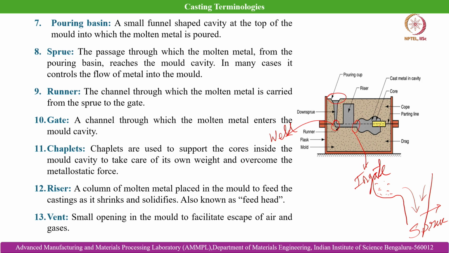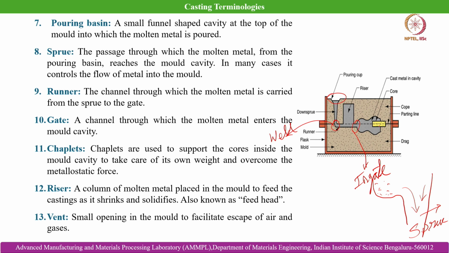And then the vent. Vents are small openings in the mold to facilitate escape of the air and the gases that are evolved during interaction of the liquid melt at high temperature with the additives which are generally used for mold making, and also additives which are generally used for core preparation. The moment they are exposed to the high temperature liquid melt, they start to evaporate and form gases.